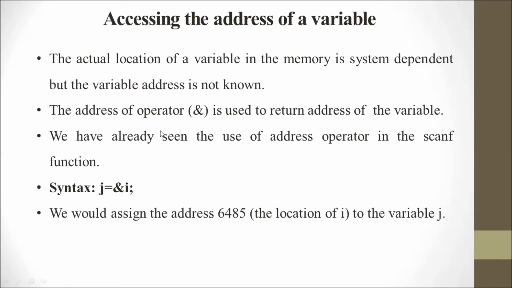Accessing the address of a variable. The actual location of a variable in the memory is system dependent, and the variable address is not known. So we assign some values, and the memory system allocates the address of the variable automatically. So we don't know the address of a particular variable.